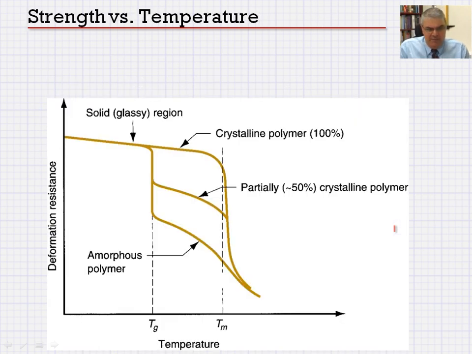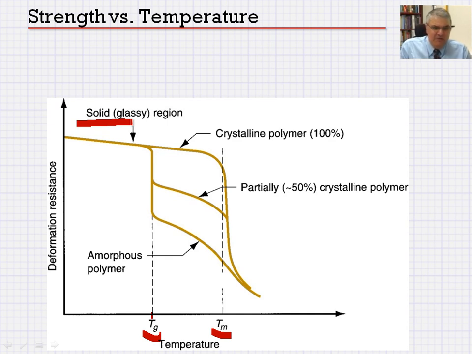So let's take a look at the strength versus temperature diagram. The crystalline polymers, again, we are having two temperatures here, T sub G and T sub M. We have deformation resistance drawn on the vertical axis and temperature on the horizontal axis. If we increase the temperature when we get to the range of T sub G, to the left of that, it's a low temperature. This is a solid or glassy region.